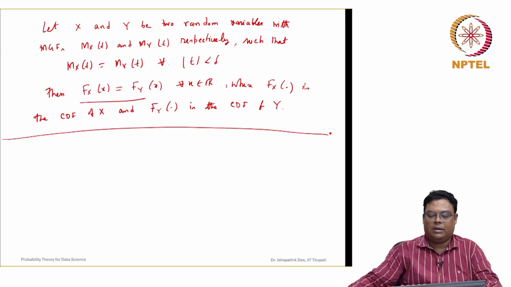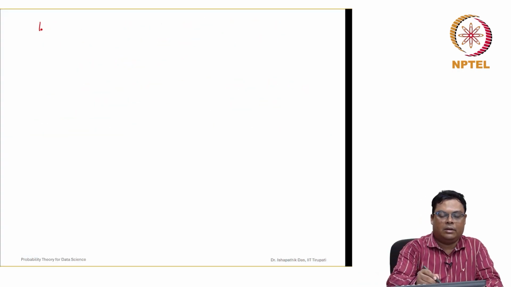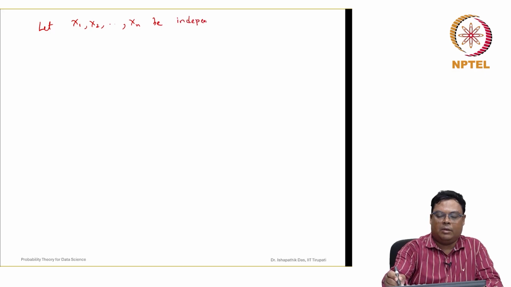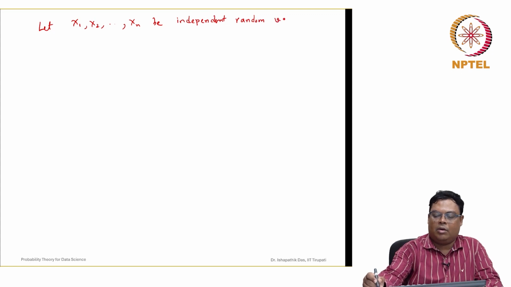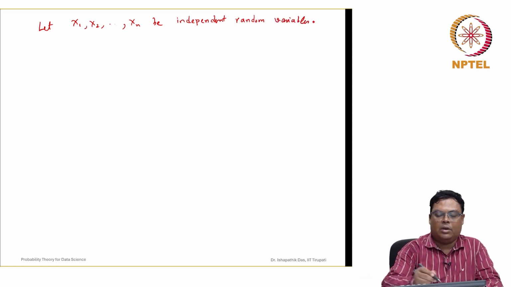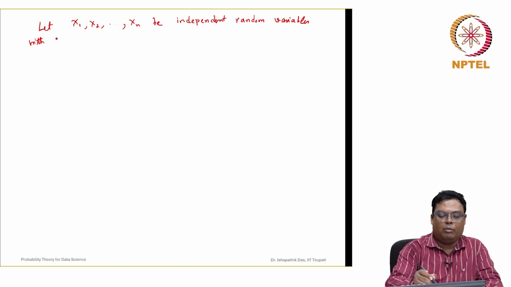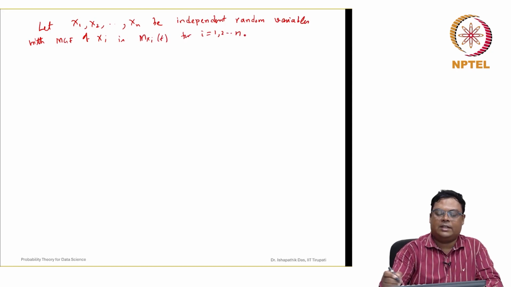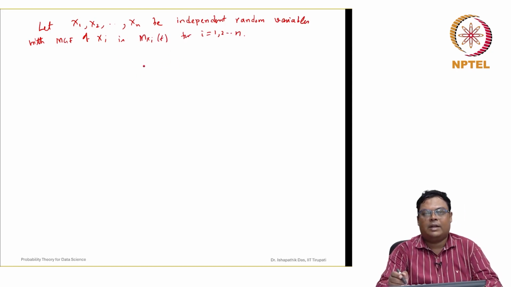So let X1, X2, ..., Xn be independent random variables with moment generating function of Xi being M_Xi(t) for i = 1 to n. It is a general case. In a particular case we can discuss for some specific M_Xi(t) value.